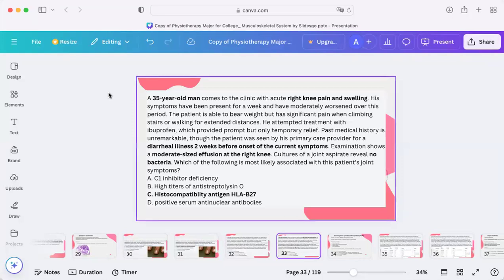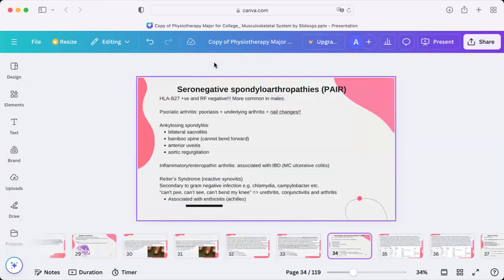What do you want me to repeat? The last point. Okay, I'll just open the slide. So we have our seronegative spondyloarthropathies. And my main question was, if you measured rheumatoid factor in this group of diseases, what would you see? And as MSA development said, it would be negative.